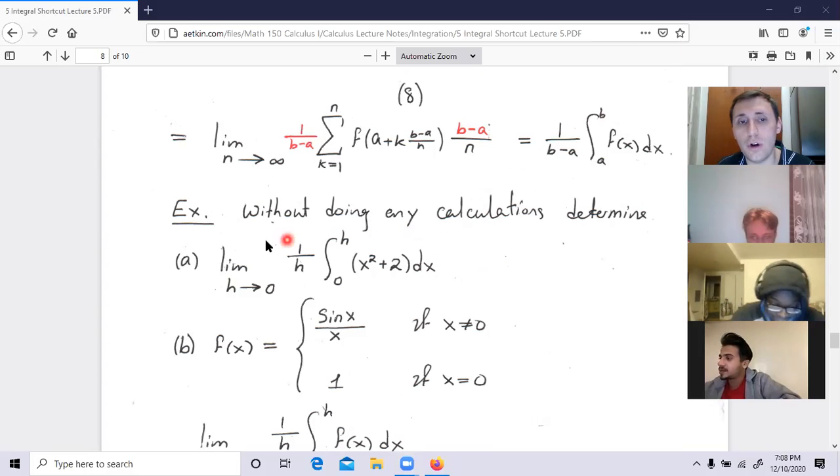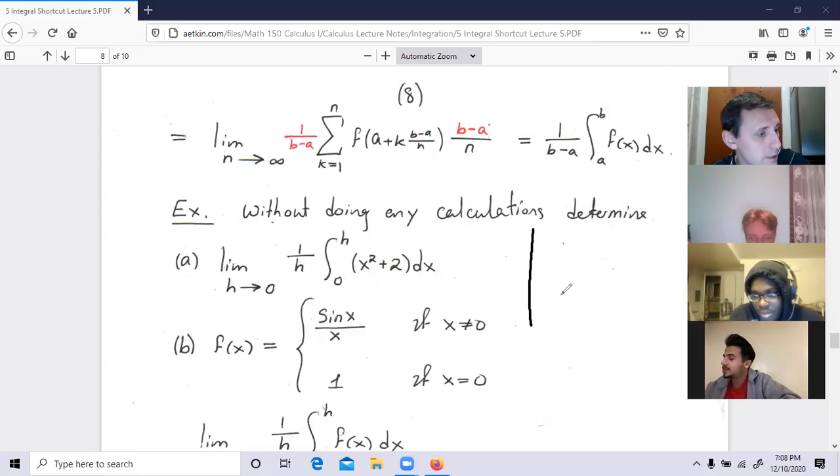So before you go about, how do I calculate it? I look at it and I say, what is it? What is somebody trying to figure out? Look at it. The length of the interval is h, and I divide by h. So this means that somebody is trying to survey the average elevation on the graph. So this is what I immediately see.